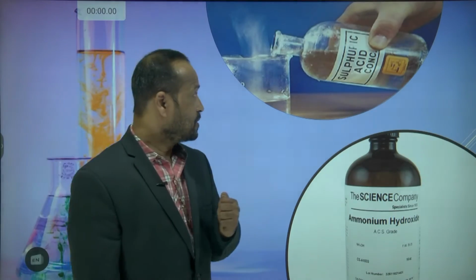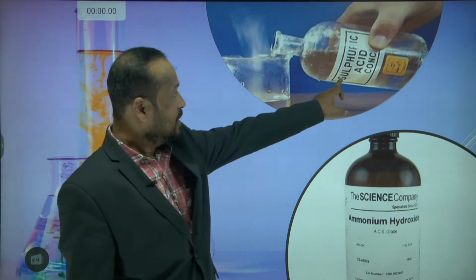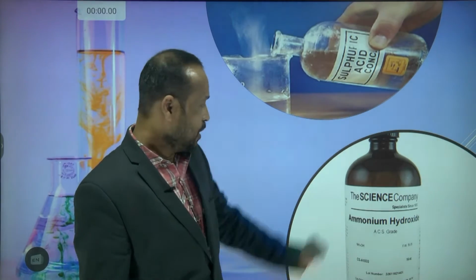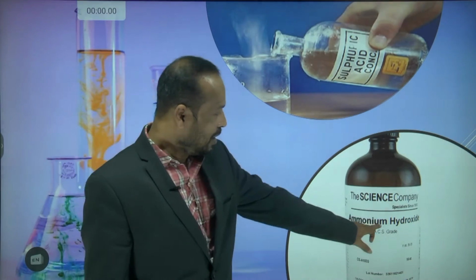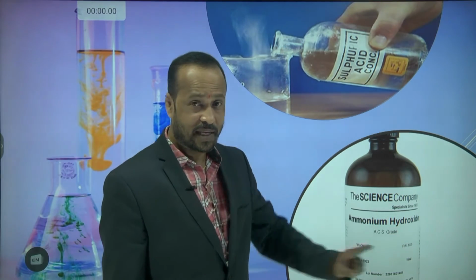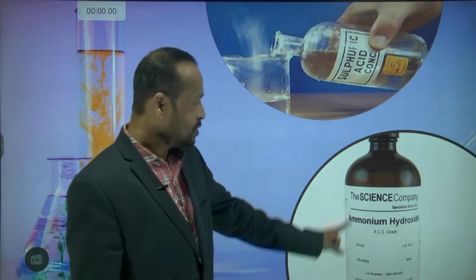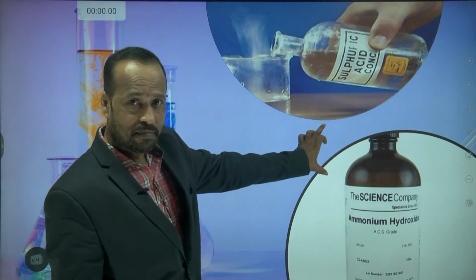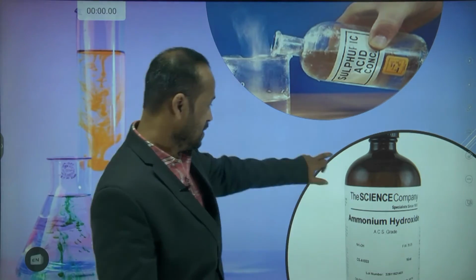Now let's see some pictures here. Can you see here? This is sulfuric acid. Is it a chemical? Okay. Now here you see ammonium hydroxide. Have you learned about ammonium hydroxide? Acids and bases? Yes. So ammonium hydroxide is a base. Can you see, these are the chemicals? Good. These are the chemicals.